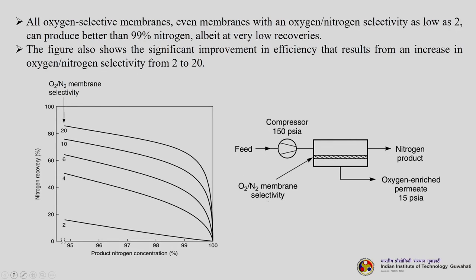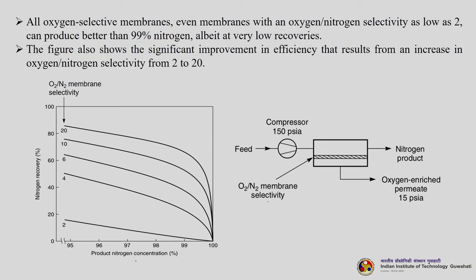And all oxygen selective membranes, even membranes with oxygen nitrogen selectivity as low as 2, can produce better than 99% nitrogen, albeit at very low recovery. Recovery will be low because of the low selectivity, but purity will be very high. This figure shows the nitrogen recovery versus product nitrogen concentration at different oxygen nitrogen membrane selectivity. As you can see, as the selectivity increases, recovery increases. With oxygen nitrogen selectivity about 2, you can get almost 99% purity. However, the recovery is very less. You can see the recovery is less than 20%.